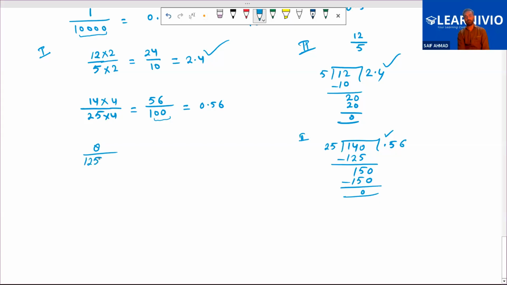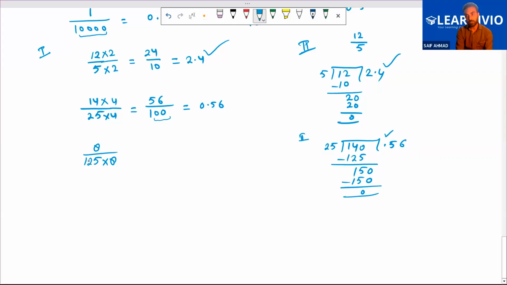Eight upon 125. Can you make it 100 or 10? No, you can't make it. So how do you make the multiples of 10? You know that if you multiply by 8, then it becomes 1000.